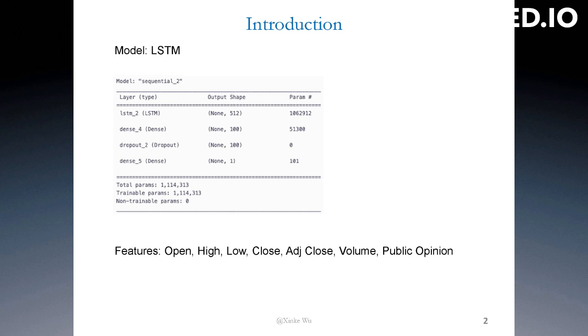And in the second layer, I put a fully connected layer here, which has 100 neurons inside. And after that, to prevent overfitting, I put a dropout layer here, where the dropout rate is about 40%. And in the last layer, since I was trying to predict the closing price of one stock, I just put one neuron here and use the ReLU activation function.